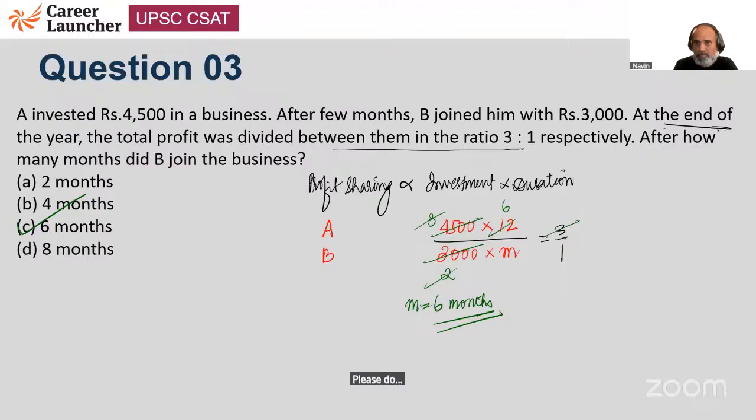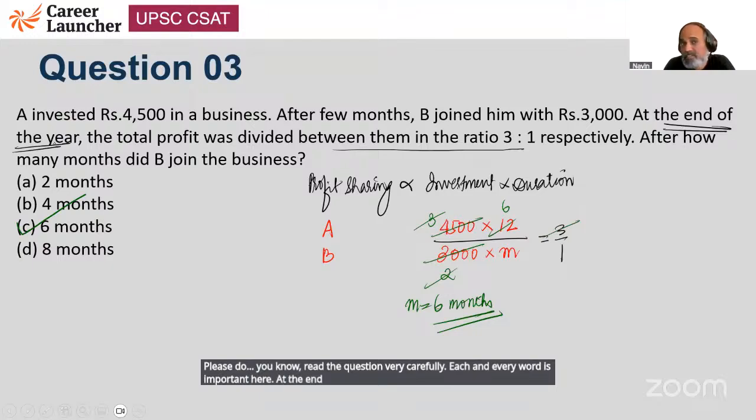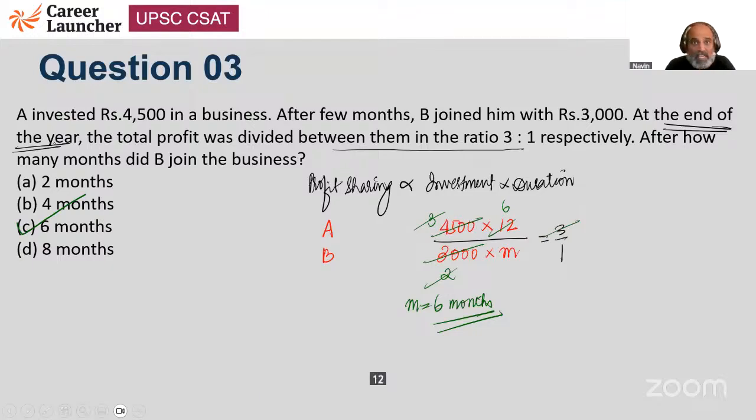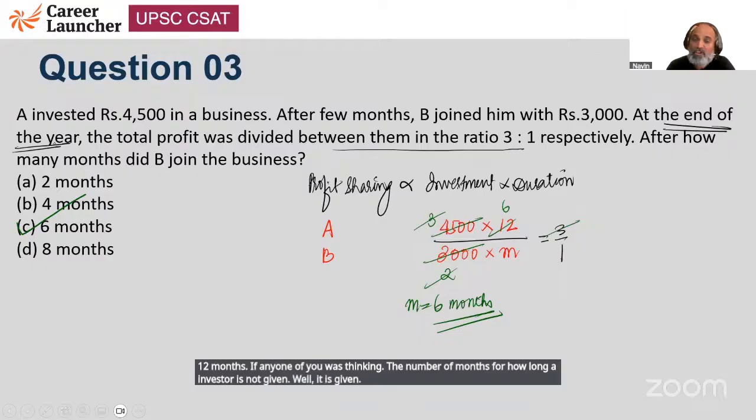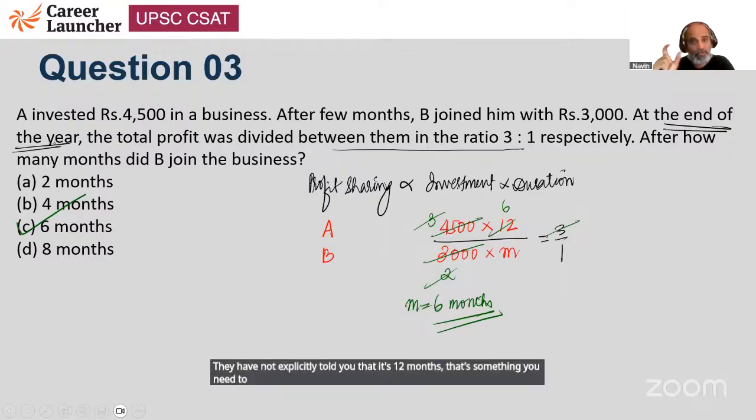Please do read the question very carefully. Each and every word is important here. At the end of the year means 12 months. If any one of you was thinking the number of months for how long A invested is not given, well, it is given. They have not explicitly told you that it's 12 months. That's something you need to understand from the word year, right?